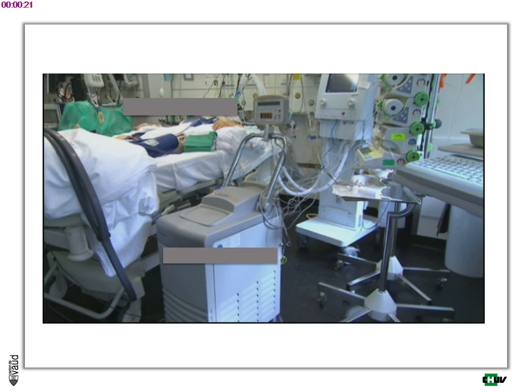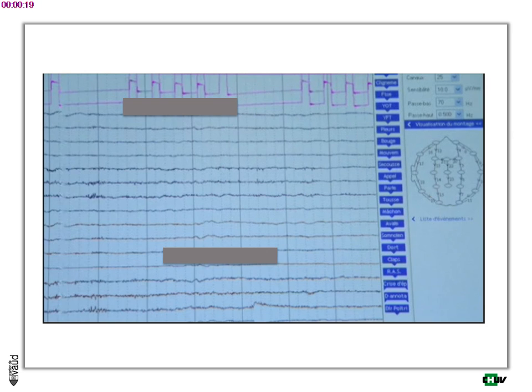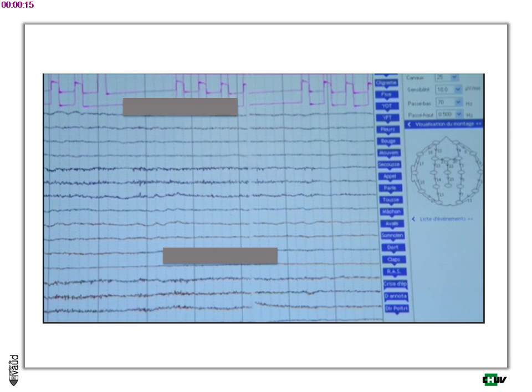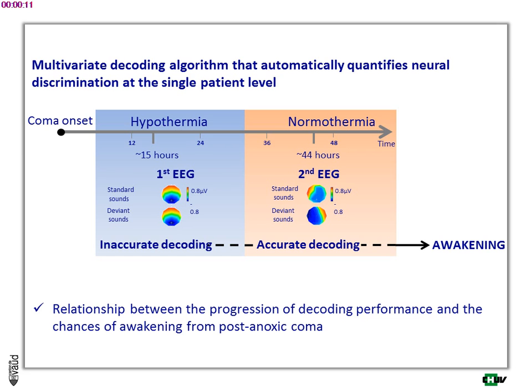At the same time, there's a recording during and after hypothermia. Here the EEG. And in fact, you have the first recording here. You can see the dots with the colors. The brain cannot really tell the two apart. Tell that there are two sounds.